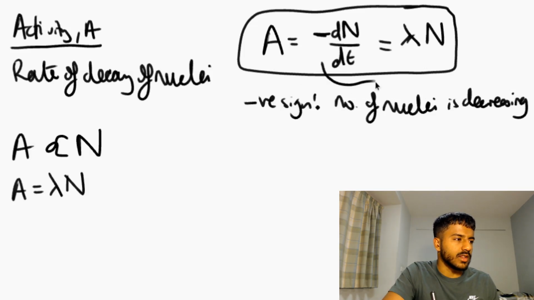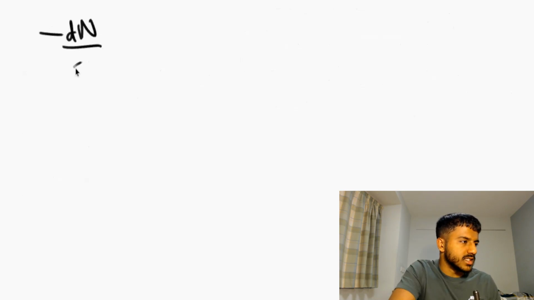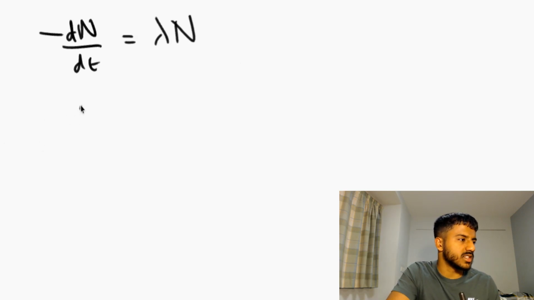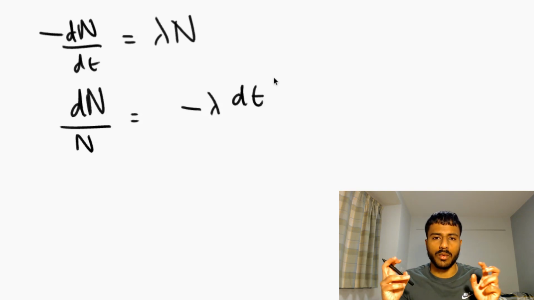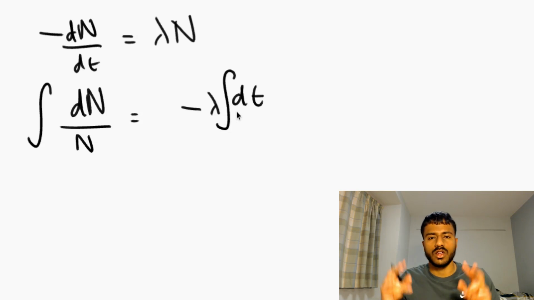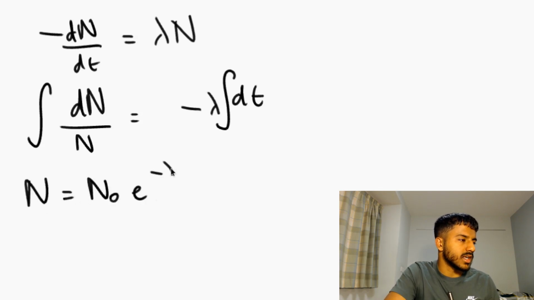And let's actually examine this part of that equation. So we know that minus dN by dt is equal to lambda N. And if we multiply both sides by dt and divide by N, we get that dN over N is equal to minus lambda dt. Now this isn't really proper maths. So what we have to do is stick an integral sign in front of the d variables. So we get this equation, and if you were to integrate this equation, you would end up getting that N is equal to N naught e to the minus lambda t.